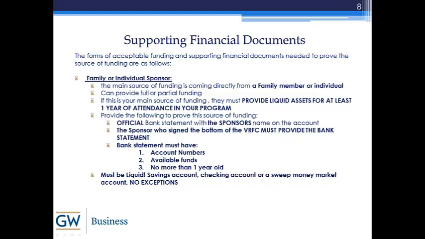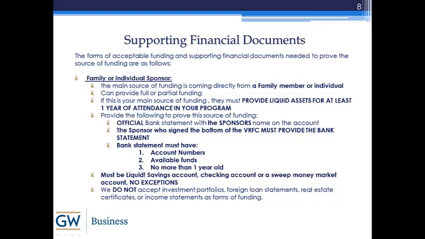There are no exceptions. We do not accept investment portfolios, foreign loan statements, real estate certificates, or income statements as forms of funding. For all students with a family or individual sponsor, you must have the sponsor fill out the bottom of page 2. All requested information must be provided. If your sponsor is in the U.S. and is not a U.S. citizen, they must indicate this at the bottom and provide copies of their current visa and passports as well.